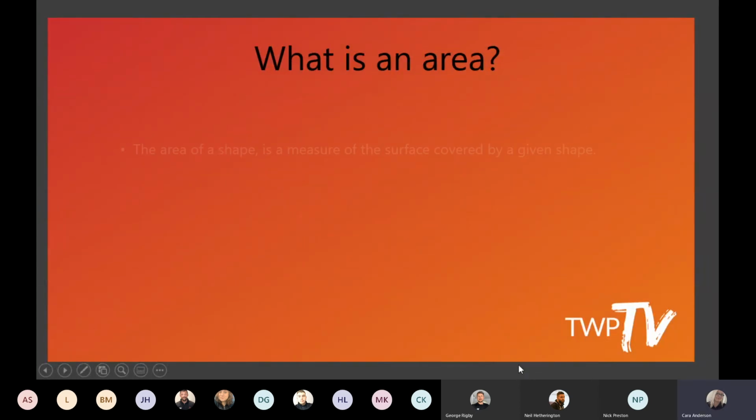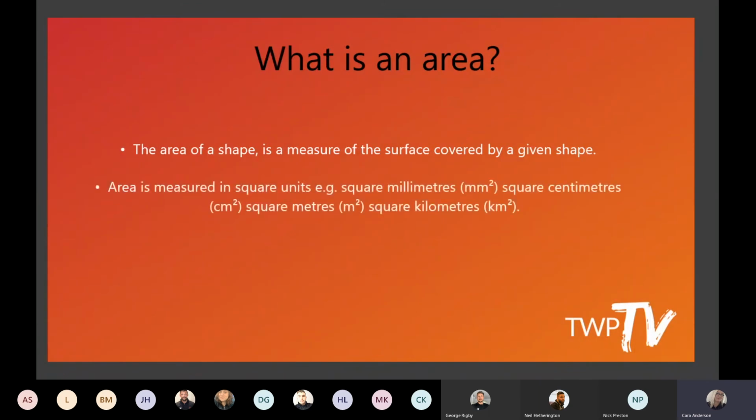So what is an area? An area is basically the shape, an area of the shape. It's a measure of a surface covered by a given shape. So area can be measured in square units.